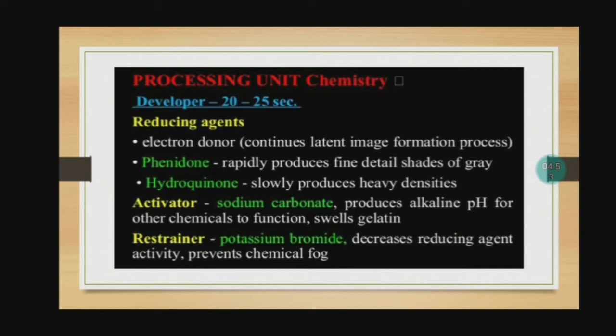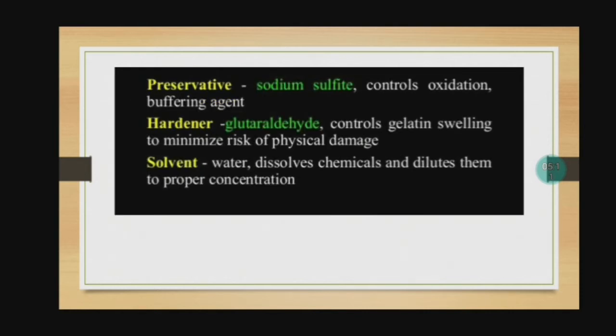Activator. It is sodium carbonate, which produces alkaline pH for other chemicals to function as well as gelatin. Restrainer. It is the potassium bromide, which decreases reducing agent activity and prevents chemical fog. Preservative, which is sodium sulfite, controls oxidation, buffering agent.